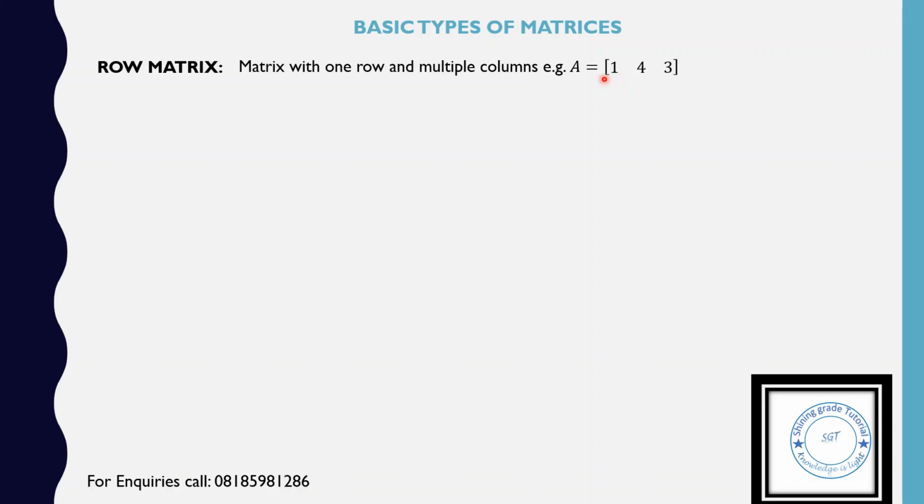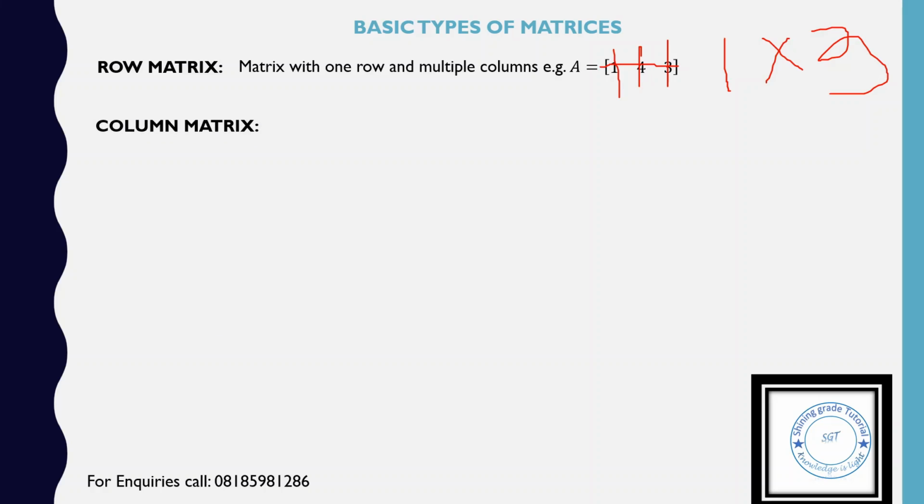An example is this matrix A. It's very important for us to know that a matrix must be represented or defined with a capital letter. So this matrix is defined by A. The order here is a single row and 3 columns, so we can say the order is 1 by 3, a single row and multiple columns. You can see that the columns are more than one and the row is just one, so we call it a row matrix.